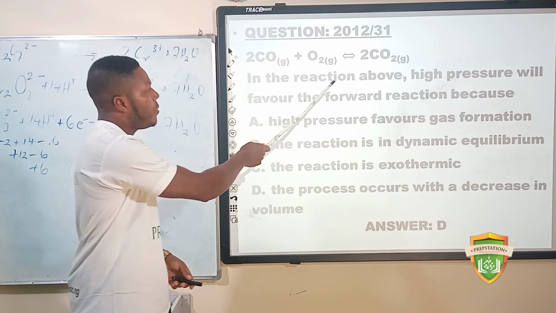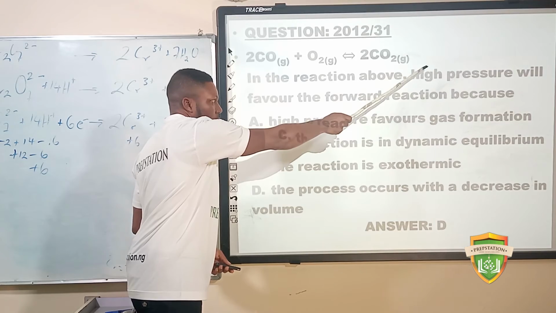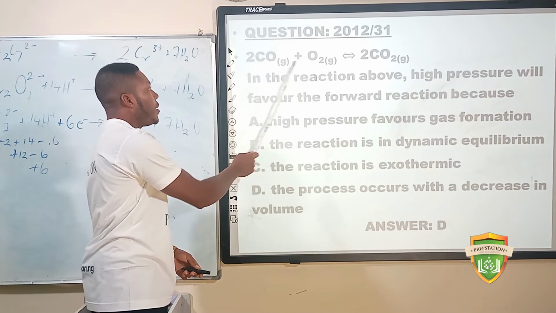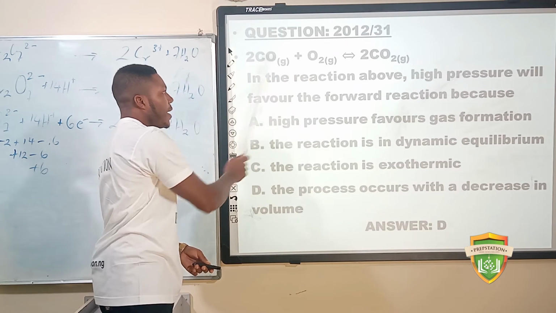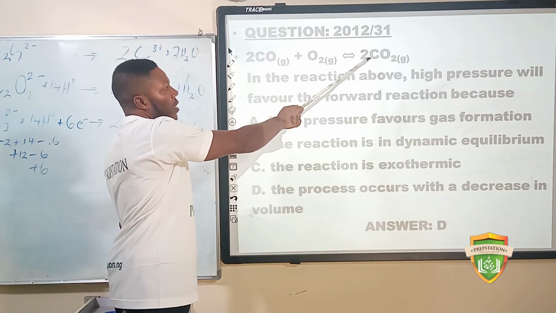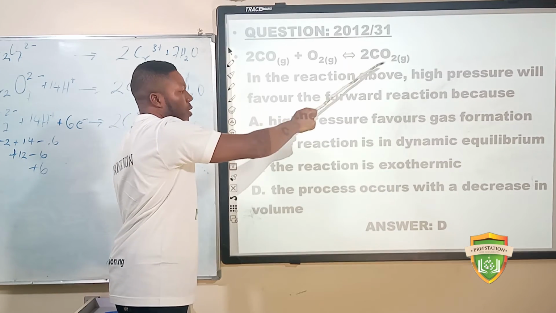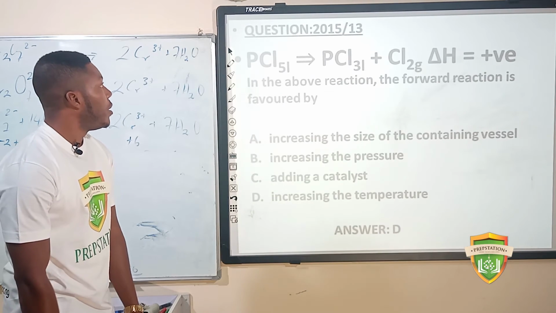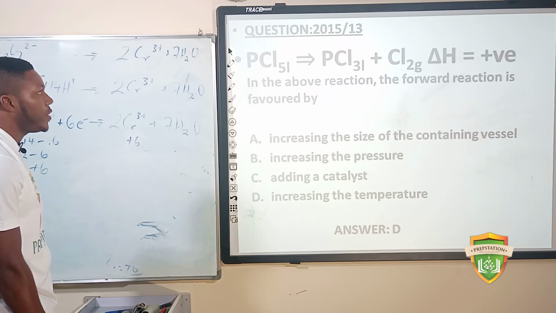Now look at this. We have a total volume of 2 in the product. This is my forward reaction. We have a total of 3, 2 plus 1, at the reactant side. So high pressure favors the side where we have a reduction in volume. So D best describes the answer.